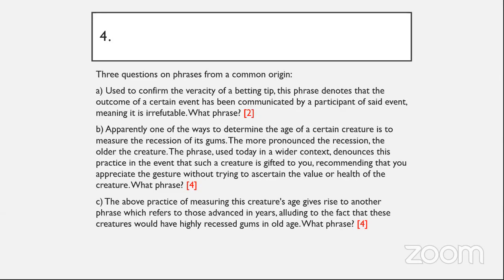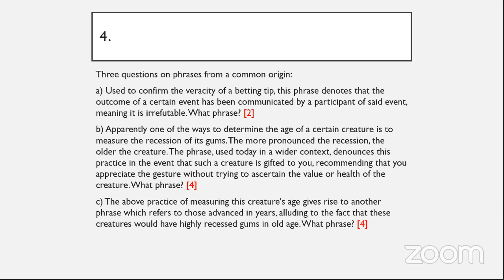Part 2. Apparently, one of the ways to determine the age of a certain creature is to measure the recession of its gums. The more pronounced the recession, the older the creature. This phrase, used today in a wider context, denounces this practice in the event that such a creature is gifted to you, recommending that you appreciate the gesture without trying to ascertain the value or health of the creature. What phrase?